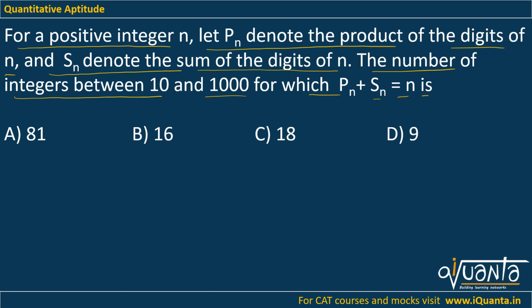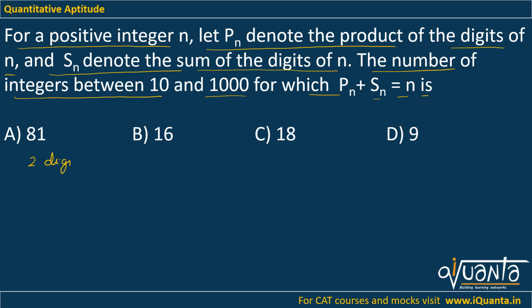So Pn is the product of the digits of a number n, and Sn is the sum of digits of the number n. We have to find the integers between 10 and 1000 which follow Pn plus Sn equals n. From 10 to 1000 we have 2 and 3 digit numbers. So first of all we'll try to do it for 2 digit numbers and then 3 digit numbers.